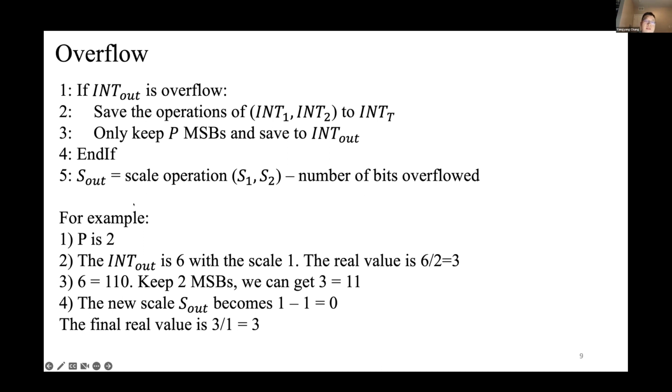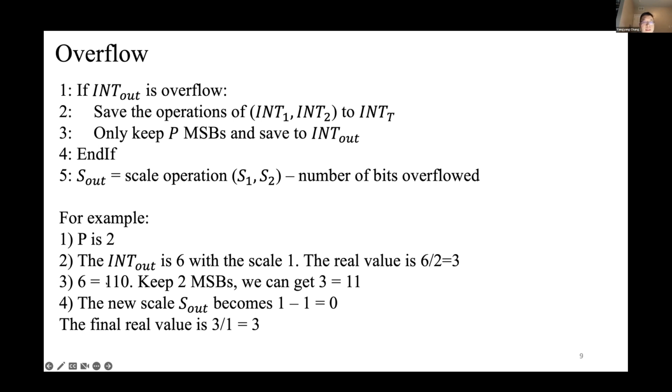So let's go for an example. For example, our P is 2. In other words, the maximum length of the bits for all the parameters is 2. And if our output integer is 6 and the scale is 1, the real value we can find is 6 over 2, which is 3.